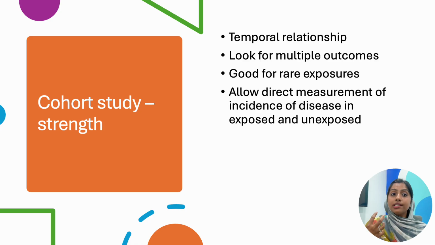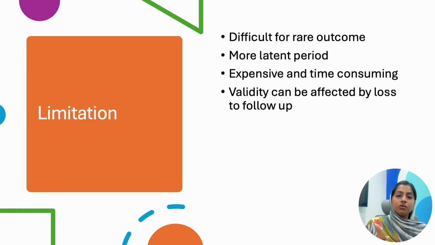Coming to the strengths of the cohort study, we have a temporal relationship there, so we know the outcome has occurred after the exposure. You can look for multiple outcomes. You can look for rare exposures, because in a case control study it will be difficult to find that particular exposure in all cases. And you can also directly measure the disease occurrence and the measure of association.